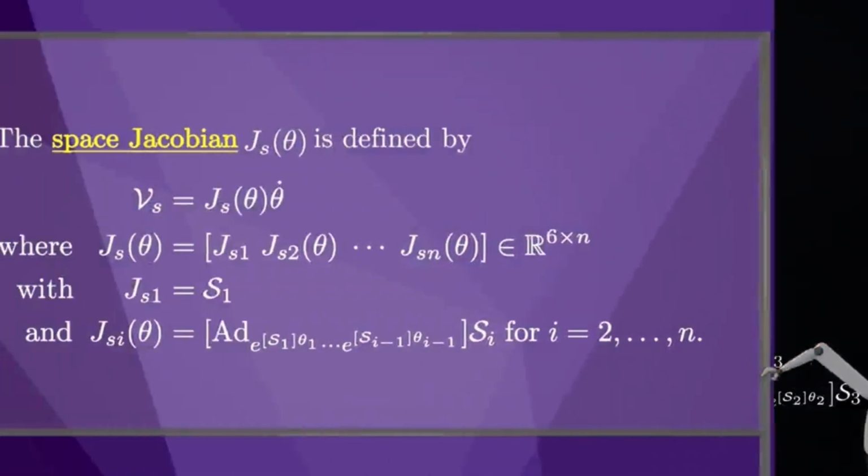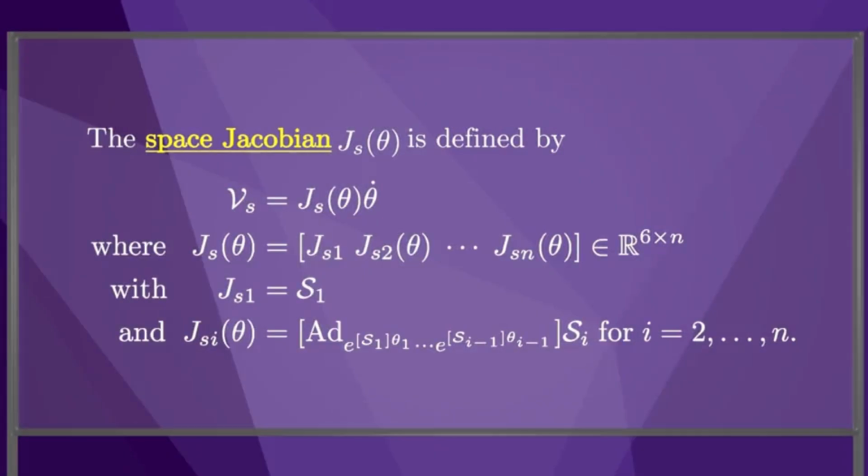We can generalize to this definition of the space Jacobian JS. The first column of the space Jacobian is just the screw axis S1 when the robot is at its 0 configuration. It does not depend on the joint positions because no joint is between joint 1 and the S-frame. Any other column i of the space Jacobian is given by the screw axis Si pre-multiplied by the transformation that expresses the screw axis in the S-frame for arbitrary joint positions. You can see that JS2 depends only on the position of joint 1, JS3 depends only on the positions of joints 1 and 2, etc.